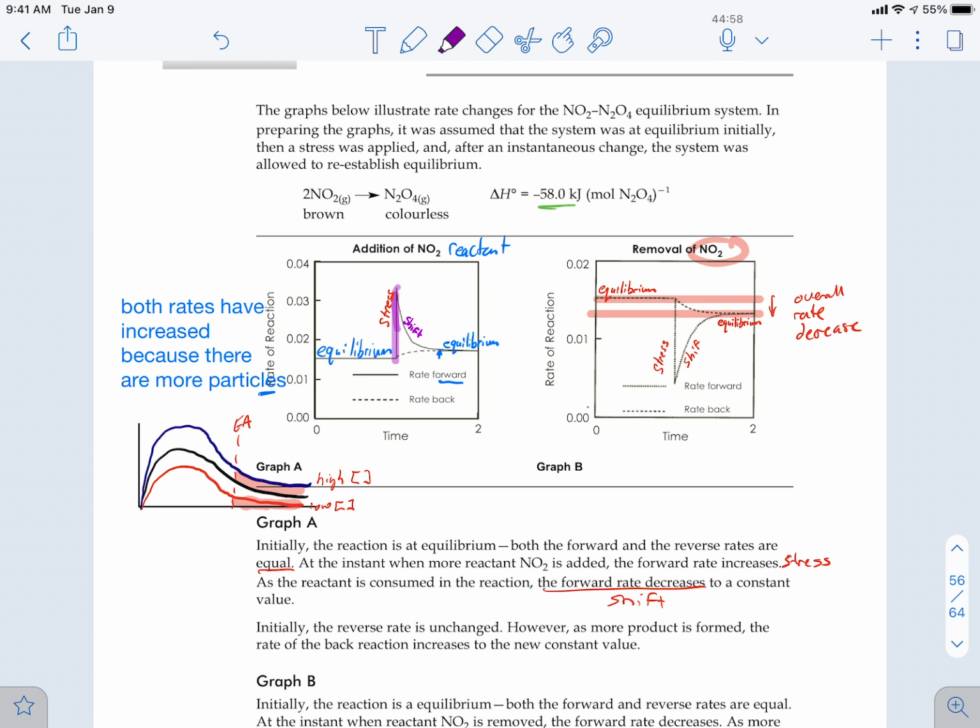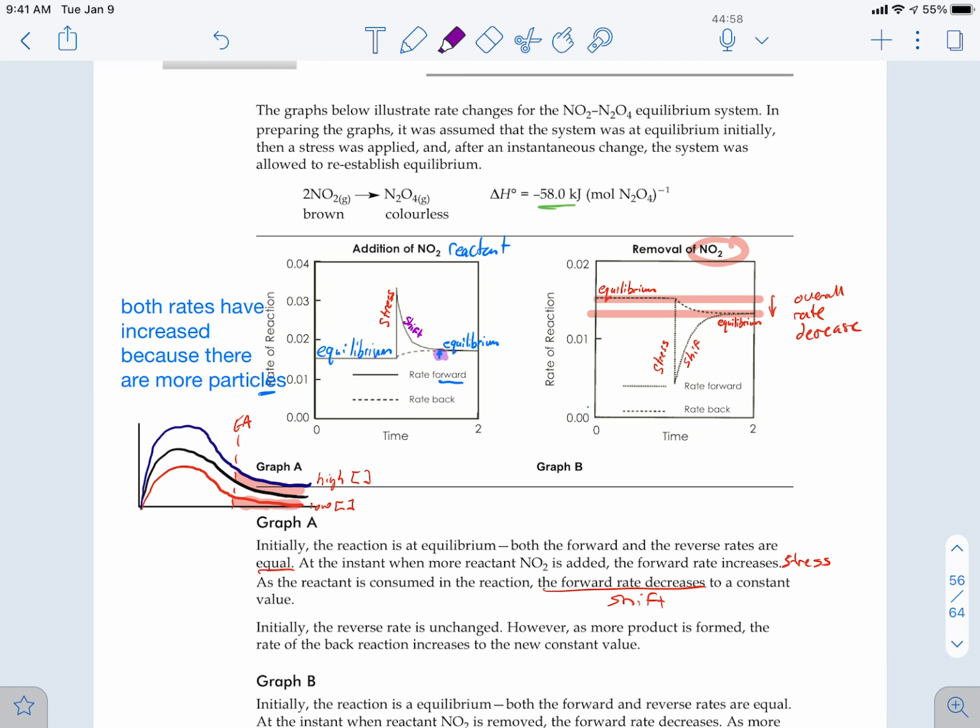This part, the shifting, that's the slowdown as this excess NO2 gets used up and turned into N2O4. So after the immediate addition of the NO2, you have an immediate increase in speed of reaction, and then the shifting is back to the new equilibrium. Now you've added more particles, so overall there's an increase in the equilibrium rates. So that's where this little arrow is supposed to indicate, so that the equilibrium has shifted upwards.